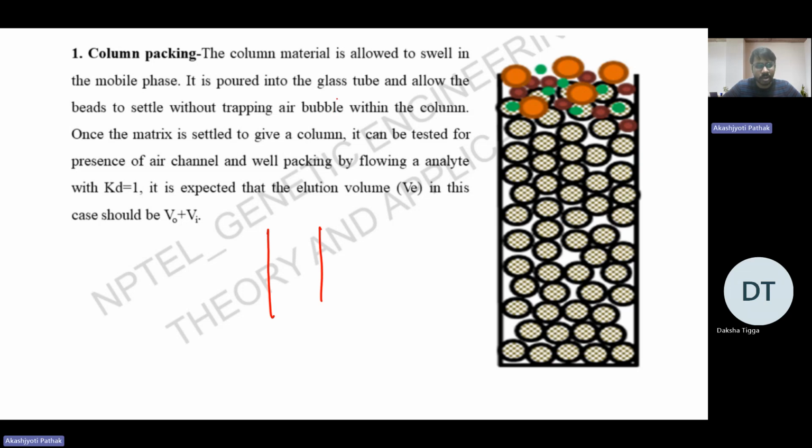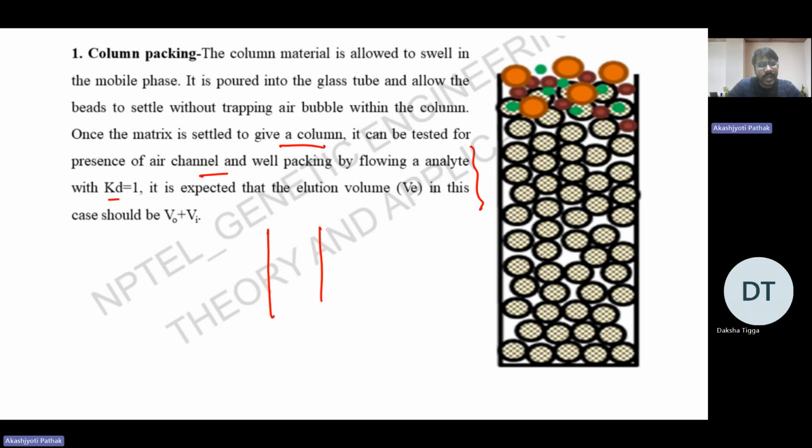Because in such pre-packed columns, problems like having bubbles in your column can be removed. Okay, so once the matrix is settled to give a column, it can be tested for the presence of air channels and good packing by flowing an analyte with KD equal to 1. All these tests are done in the industry by those who are selling these different types of SEC columns. Okay.